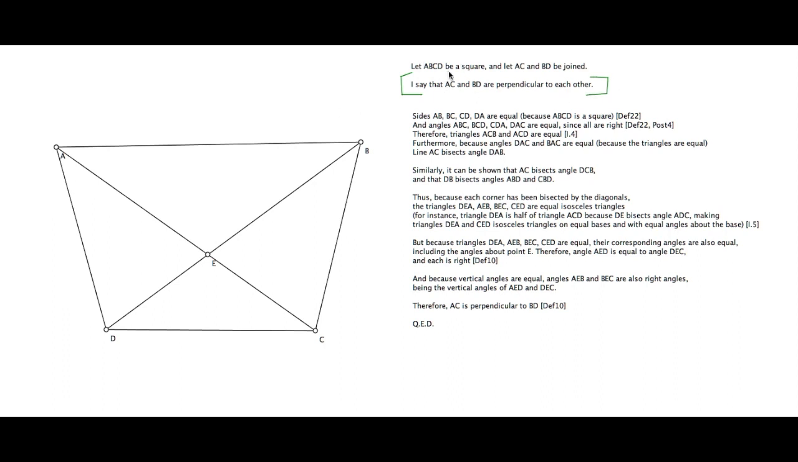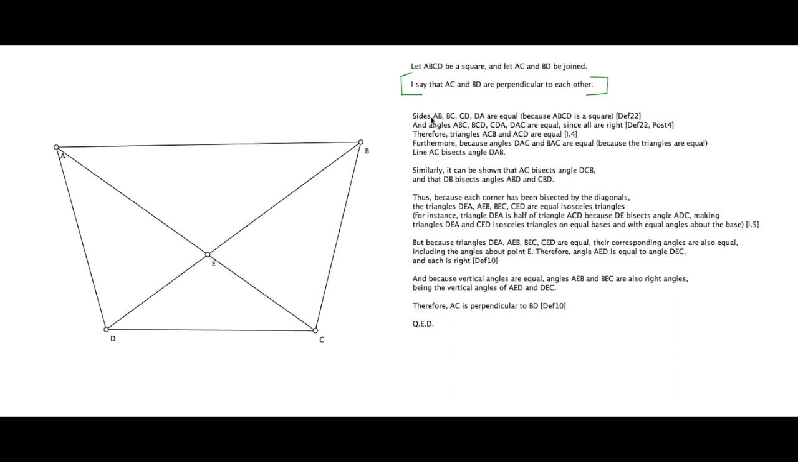So we begin with ABCD as a square. So this is a square, even though I've drawn it so that it doesn't look like a square. This is a square. Can't trust your eyes. And let AC and BD be joined. So I've drawn in the perpendiculars. Let's see how the argument goes.